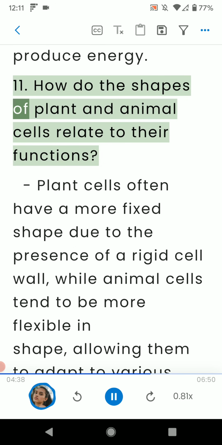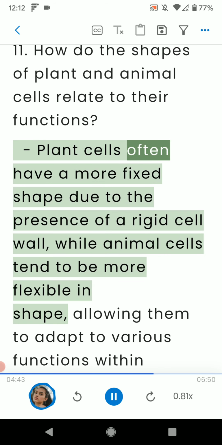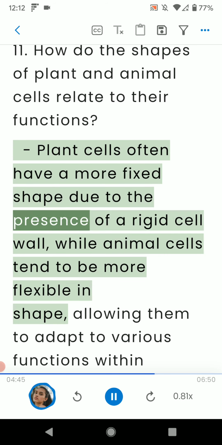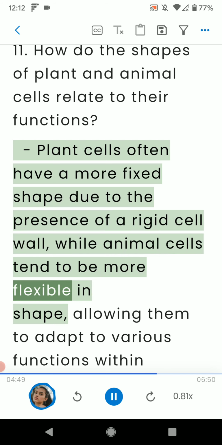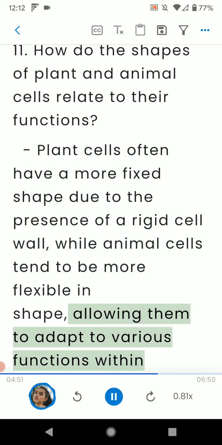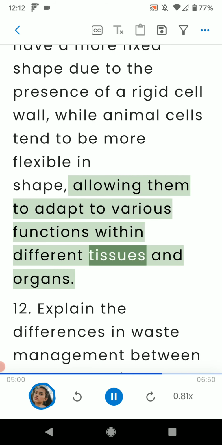11. How do the shapes of plant and animal cells relate to their functions? Plant cells often have a more fixed shape due to the presence of a rigid cell wall, while animal cells tend to be more flexible in shape, allowing them to adapt to various functions within different tissues and organs.